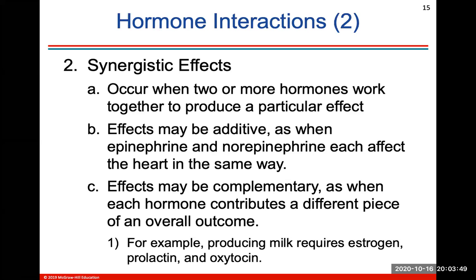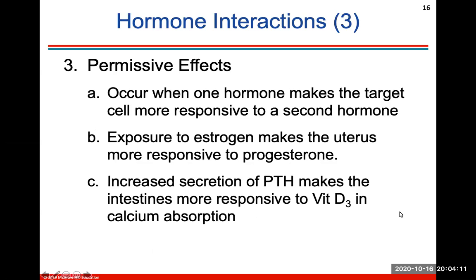A synergistic effect will occur when two or more hormones work together to produce a particular effect. They may be additive, as when epinephrine and norepinephrine each affect the heart in the same way, or they could be complementary, as when each hormone contributes a different piece to an overall outcome. For example, producing milk requires estrogen, prolactin, and oxytocin.